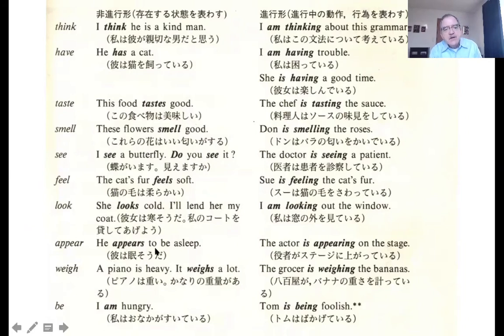He appears to be asleep, okay? Nani nani yo ni mieru. That is no action. The actor is appearing. Stage ni agatteru, okay? Arawareru, agatteru, okay? That is active. The piano is heavy. It weighs a lot. The piano is doing no action. So there's no ing.